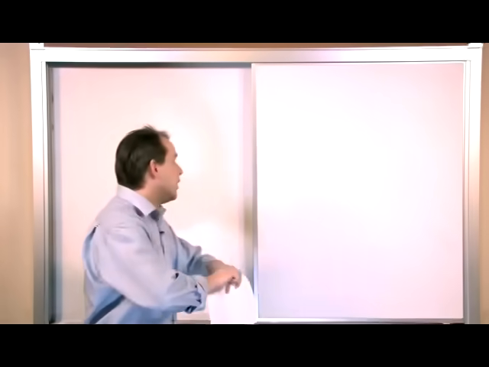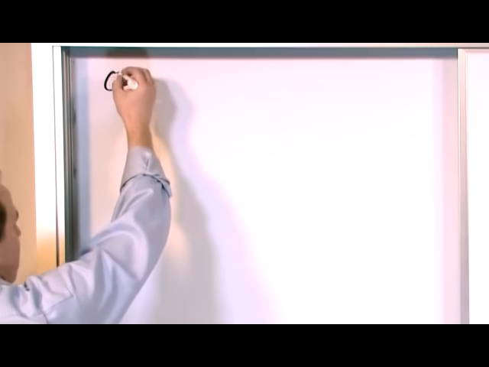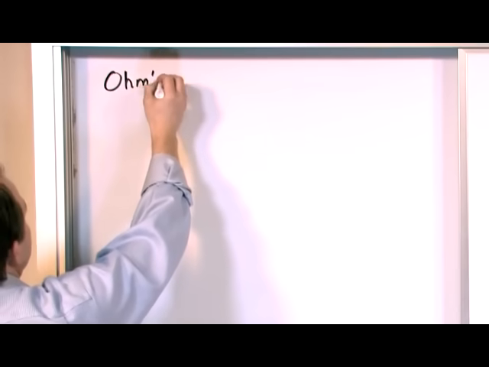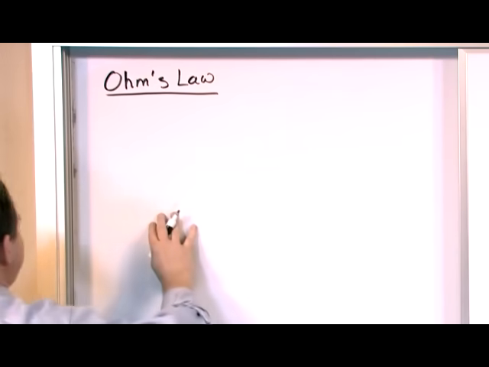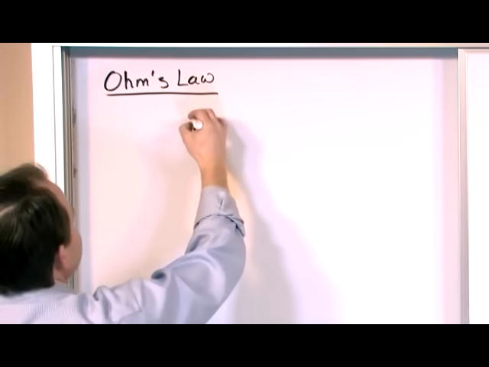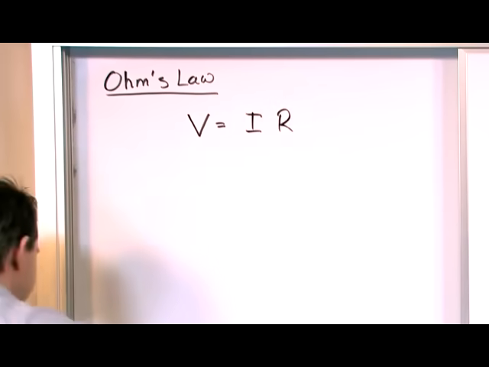All right, so Ohm's law. It's probably one of the simplest relations you'll ever see. All right, so it's extremely simple. And what we see is V is equal to IR. V is equal to IR.